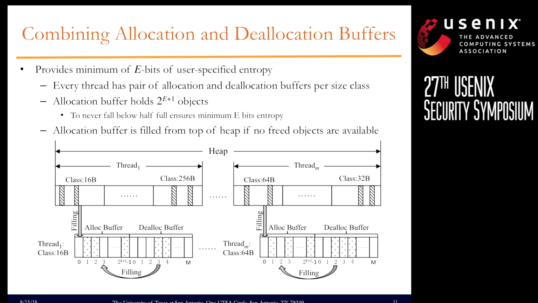Also, when we do end up selecting an empty slot, rather than just continuing to try random choices indefinitely, we perform a forward walk from the current location. And you can see from the diagram that the allocation buffer will perform its filling step from either the deallocation buffer or the top of the heap, if not enough ready objects are available. So this design actually allows us to provide both tunable heap overprovisioning and random guard pages too, which we'll talk about next.